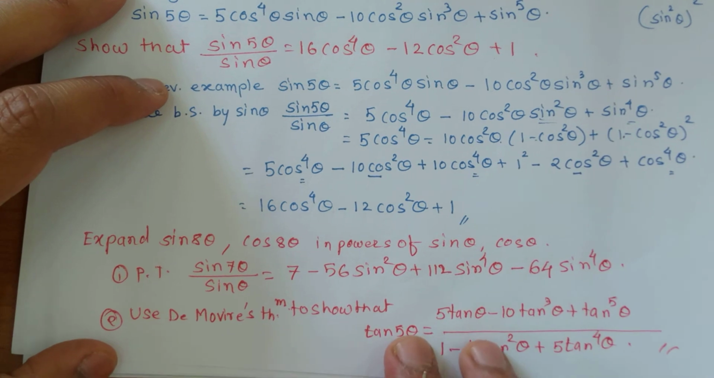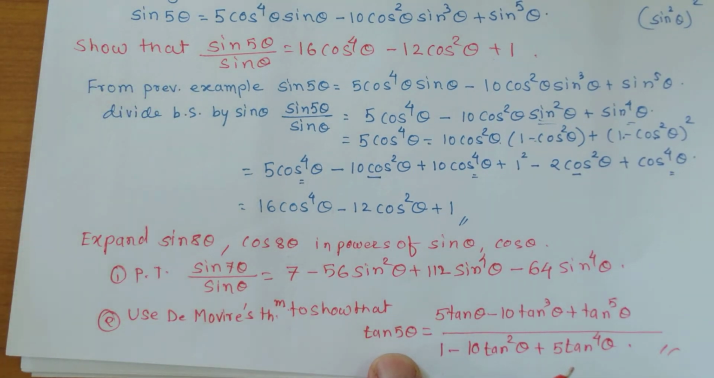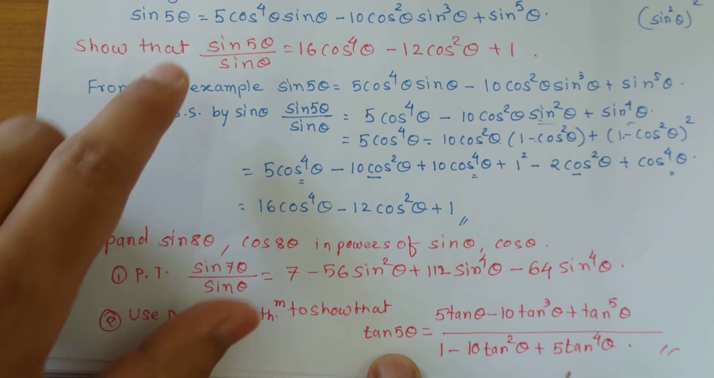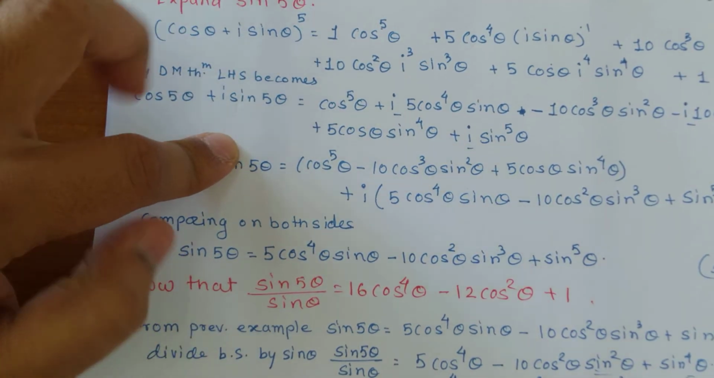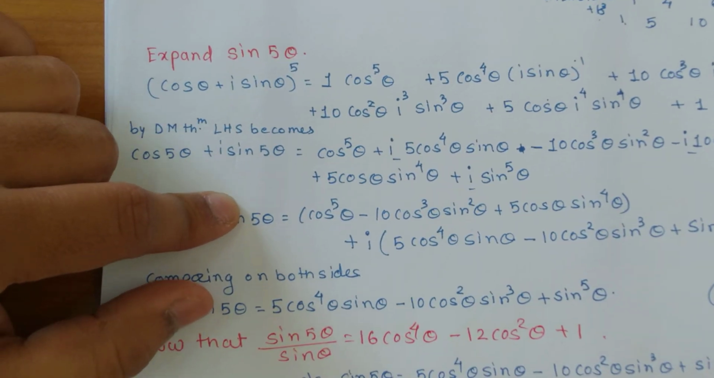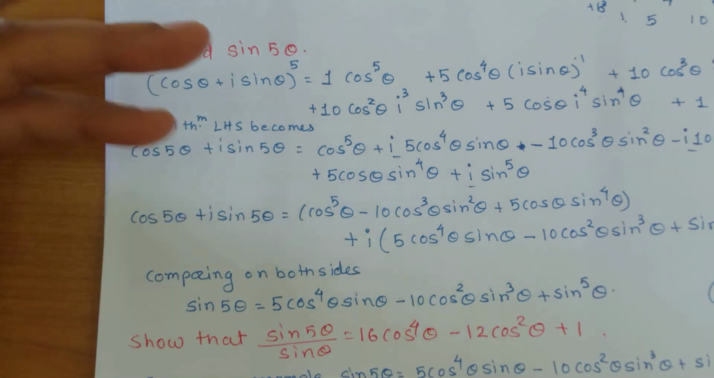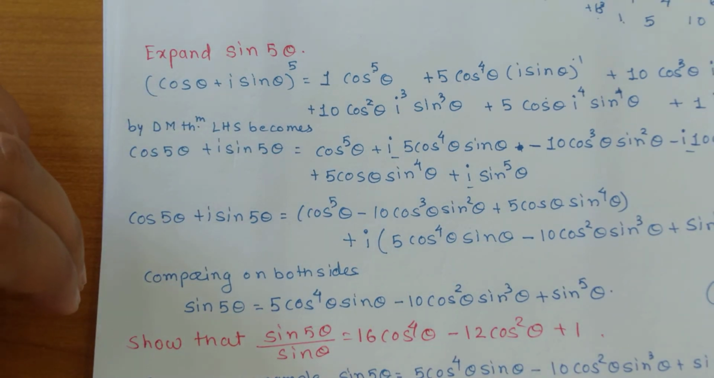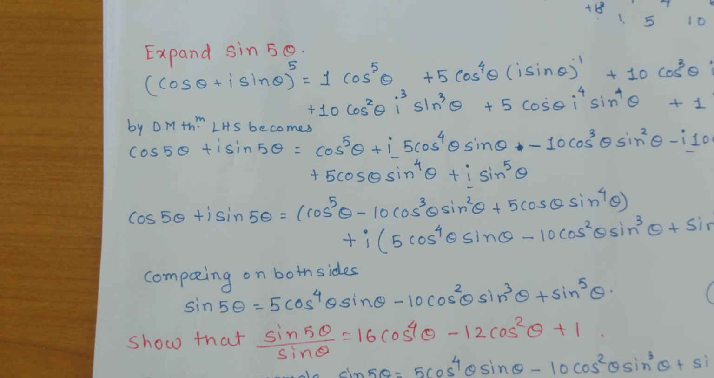Just think of this. One suggestion for this problem: tan 5 theta is sin 5 theta upon cos 5 theta. Already we have worked out the value of sin 5 theta and cos 5 theta from this example. Use them, okay, and adjust the terms by dividing by cos theta and sin theta. You will get your answer.